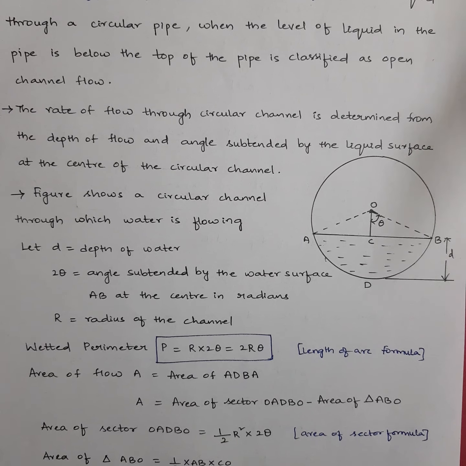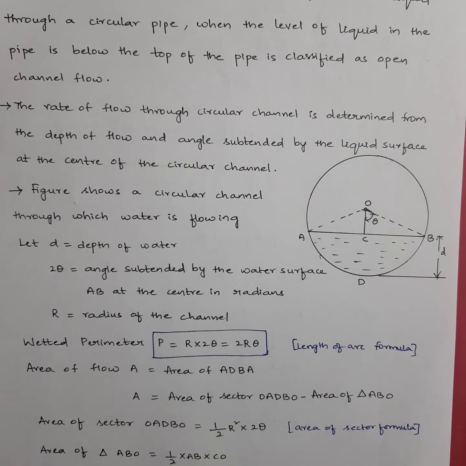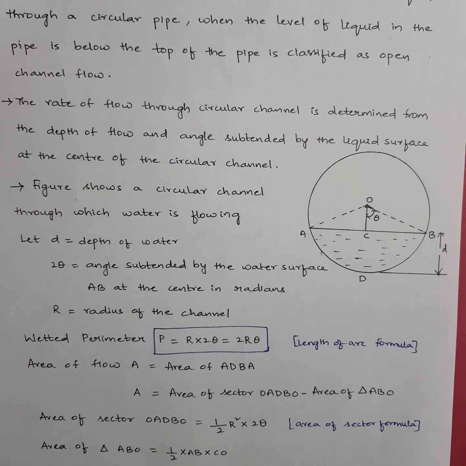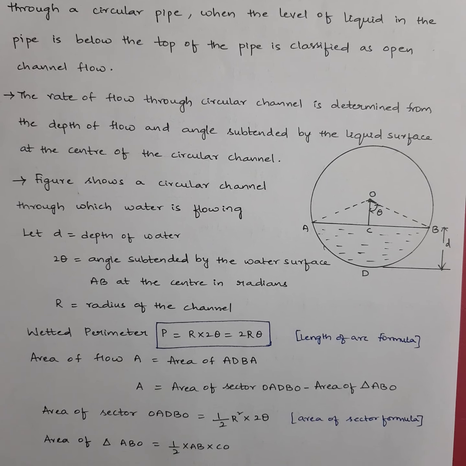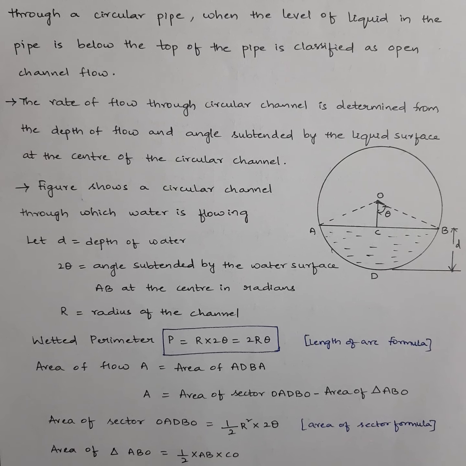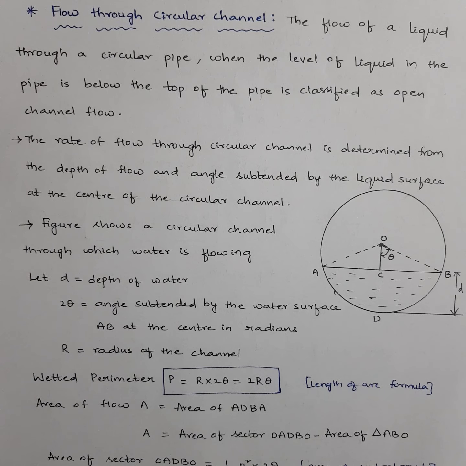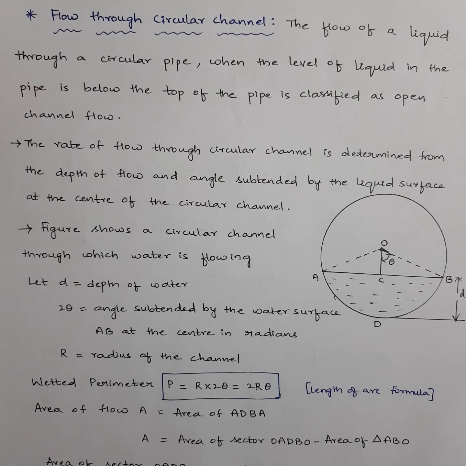One is the maximum velocity condition and one is the discharge condition. Before going to the maximum velocity and maximum discharge conditions, first I will tell you how to solve for area, wetted perimeter and m. Then we can continue. Now observe here. That's why I have given the heading flow through circular channel only.